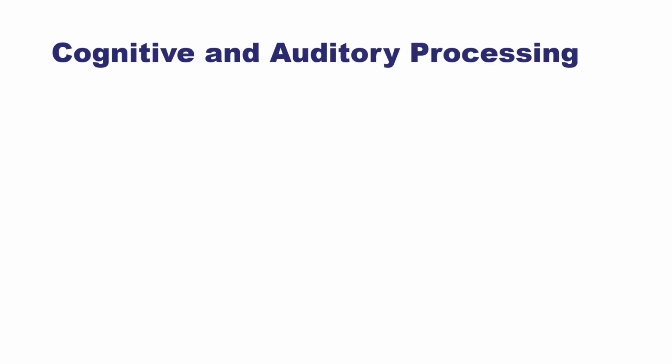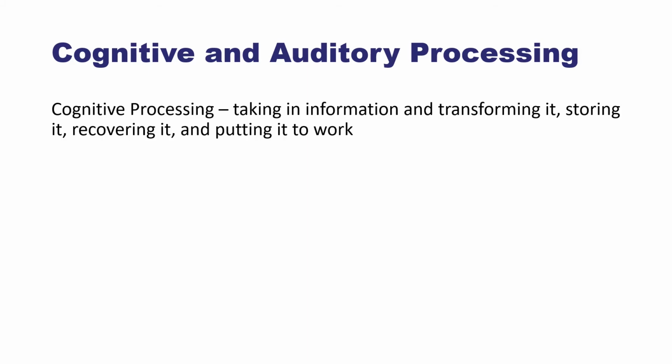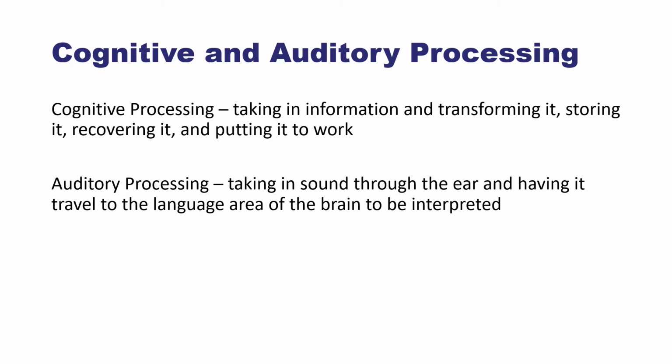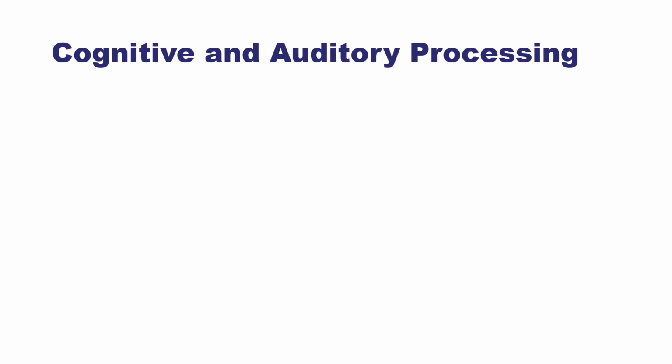Which leads us to the next performance area that might be effective, and that's cognitive and auditory processing. Cognitive processing is taking in information, transforming it, storing it, recovering it, and putting it to work. And auditory processing is taking in sound through the ear and having it travel to the language area of the brain to be interpreted. These two areas might be affected and might be a lot slower than in individuals that do not have FASD. So a child with FASD might have difficulty with responding on time, right?